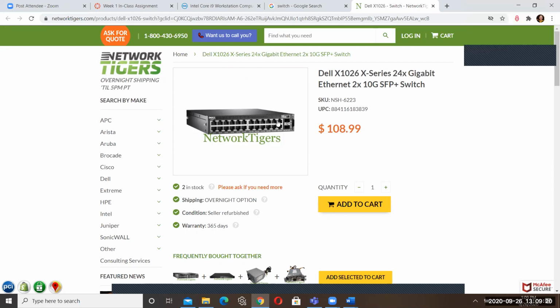Question? Yes. Do you have to worry about security on a switch for a home network? Yes. You worry about security on everything.